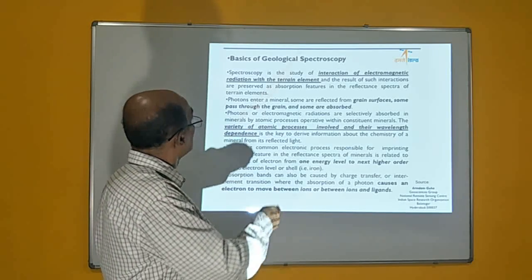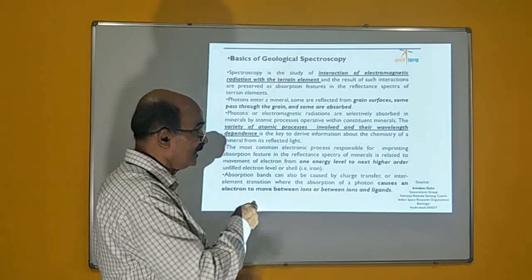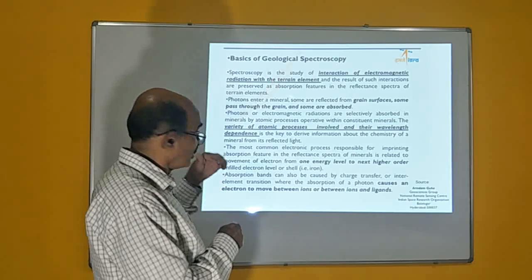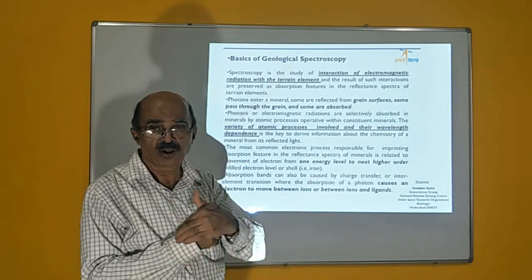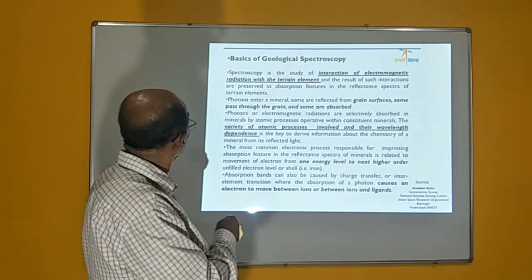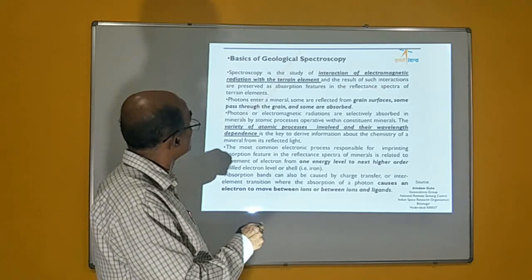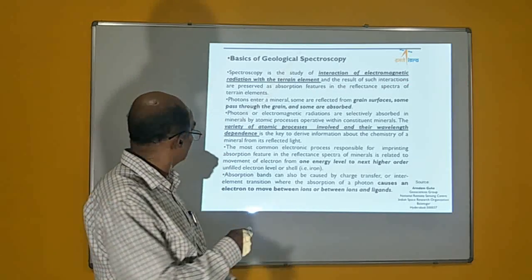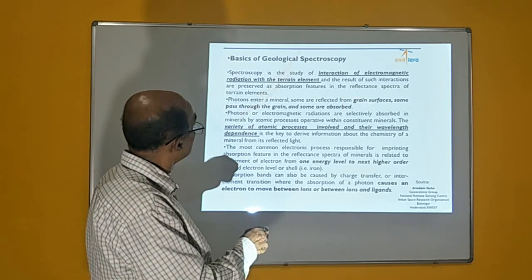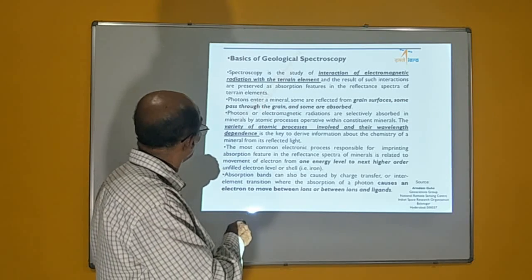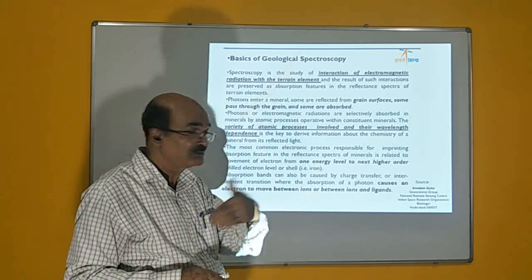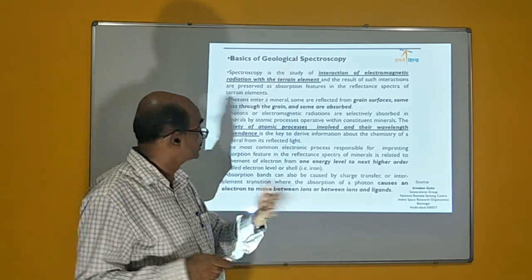See, spectroscopy is the study of interaction of electromagnetic radiation. Yes, we have electromagnetic radiation ranging from gamma rays up to radio waves, of which the visible, infrared and thermal regions of the spectrum are very useful for terrestrial remote sensing. And the results of such interactions are presented as absorption features in the reflected spectra of terrain elements. Photons enter a mineral, some are reflected from the grain surface, some pass through the grain, which is called transmittance, and some are absorbed. So there is reflection, absorption and transmittance. This will vary for different Earth surface features.